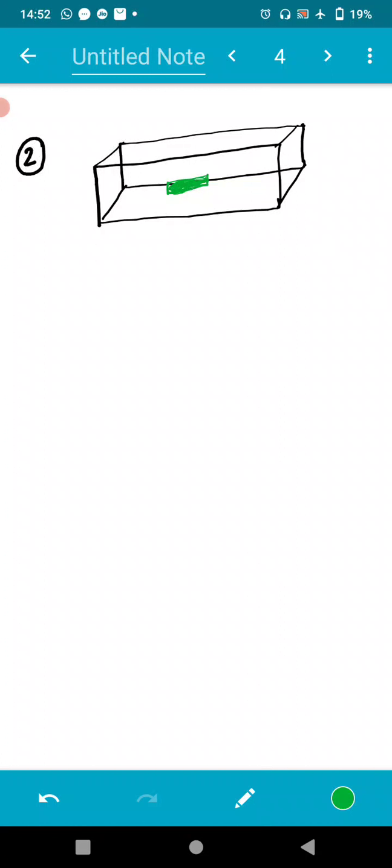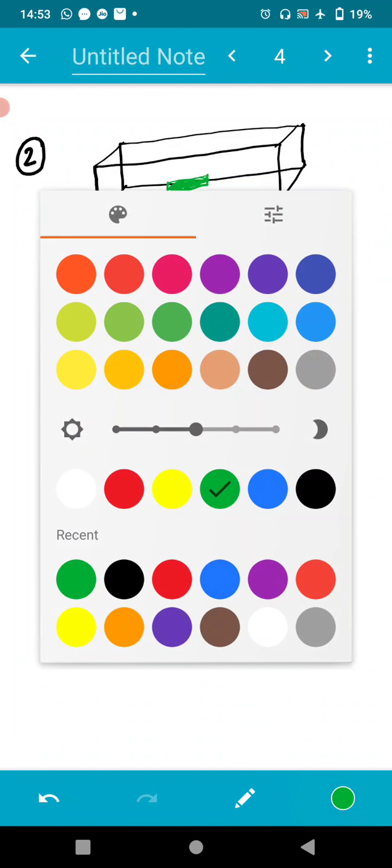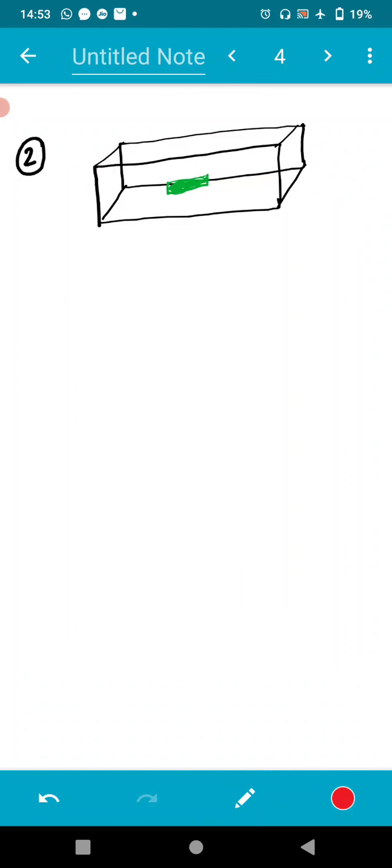Now for this box, the dimensions are given, that is 80, 48, 24. So the length is given 80 centimeter. Okay, width is given 48. So this is height. So width is given 48 centimeter and height is given 24 centimeter. Okay.